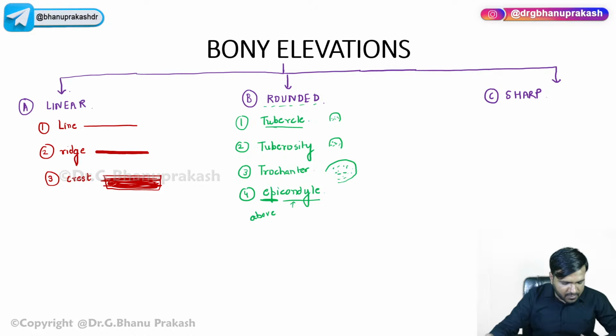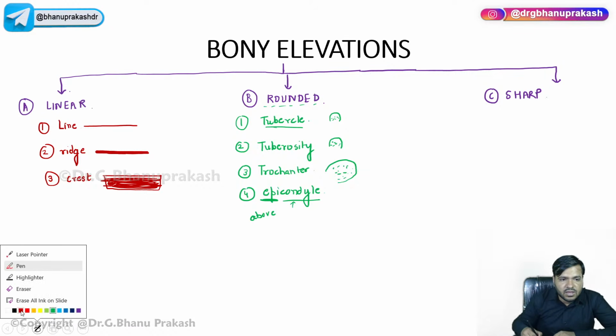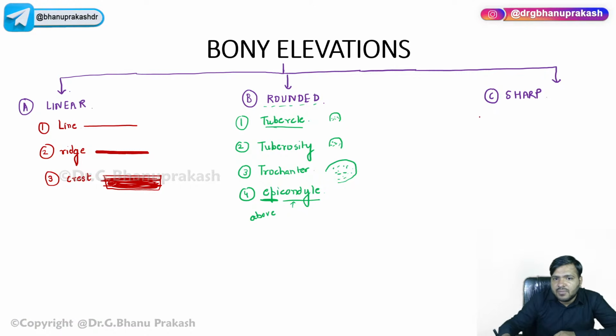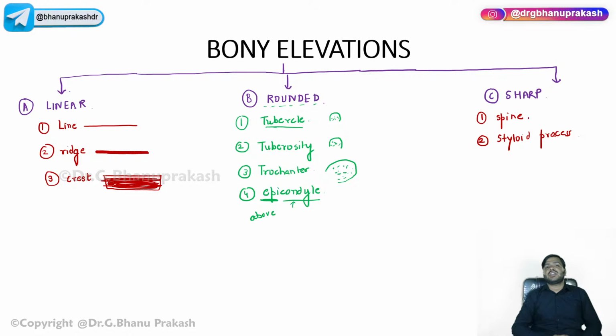Now coming on to the sharp part. In the sharp part, just try to remember two things, guys. Yes, we have the spine. Yes, Sabrina, very good. Hina, very good. We have the spine, and secondly, the styloid process. When I say spine, guys, it is a sharp projection.